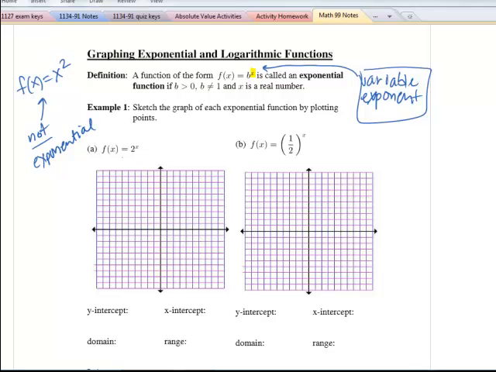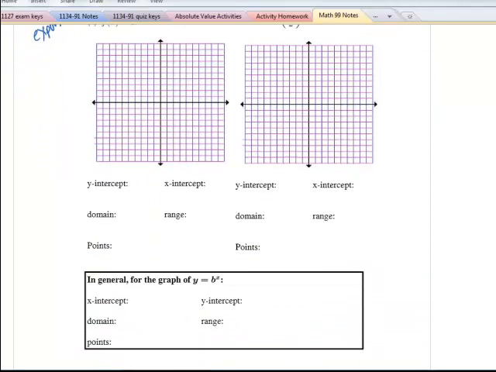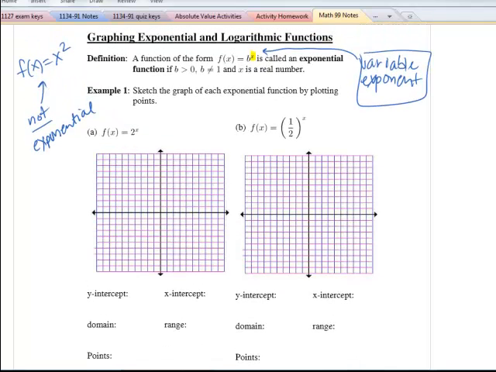So looking at these examples, we're going to graph 2 to the x. 2 is a fixed base and x is a variable exponent. Then 1/2 to the x. 1/2 is a fixed base, and then x is a variable exponent. All right, so let's look at these two. 2 to the x. First, I'm just going to make a chart of x's and y's, which is what we want to do always.